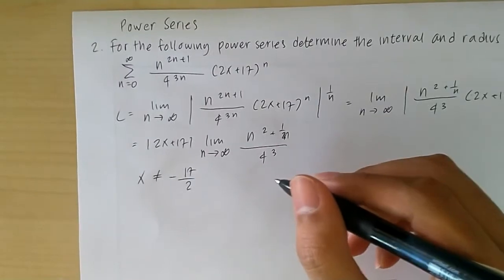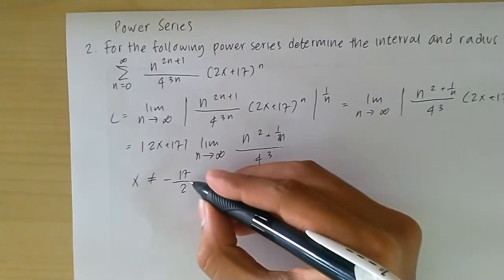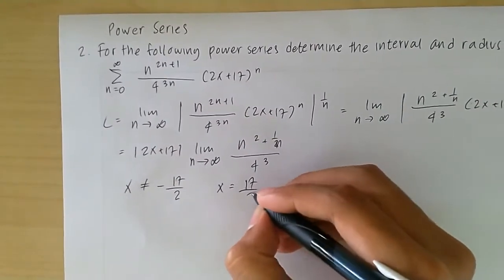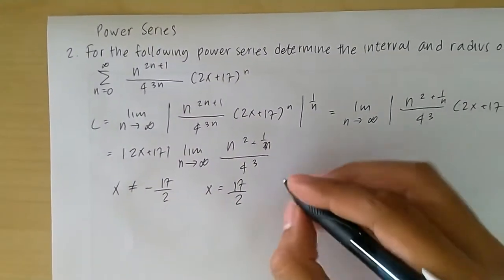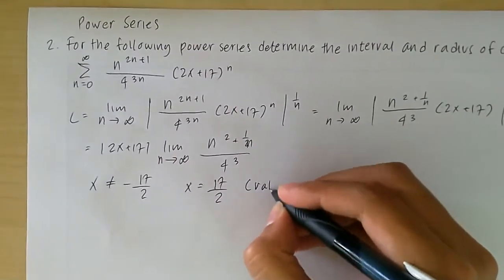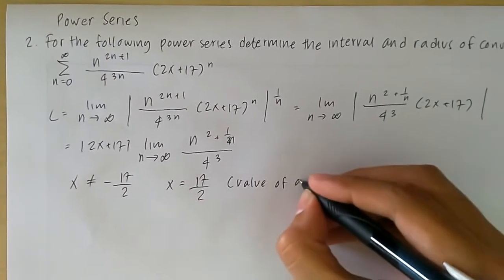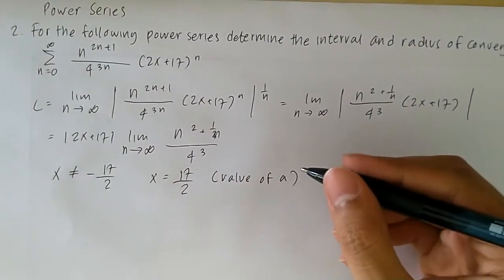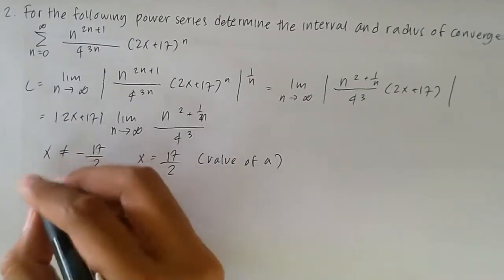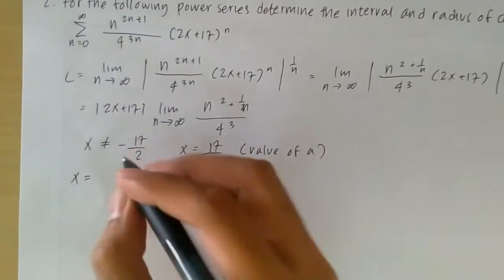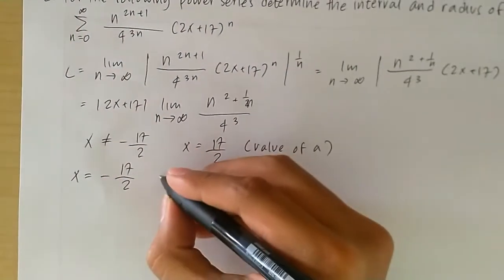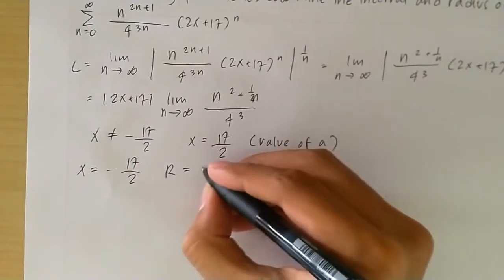Also, we know that the power series will converge for x equal to 17/2. This is the value of a for the series. The interval of convergence for the series is x equal to minus 17/2, and the radius of convergence, or r, is equal to 0.